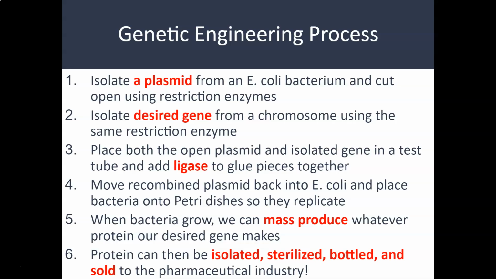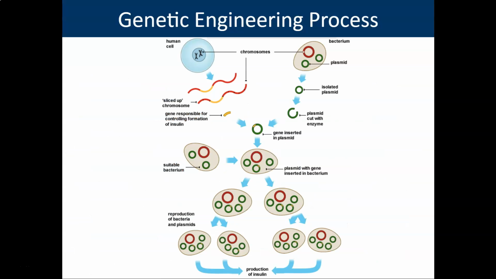Then what we do is we go to that plasmid and we take that protein, we isolate it, we sterilize it, we bottle it, and then we sell it to the pharmaceutical industry. So those are the steps that it takes in order to create something like insulin.